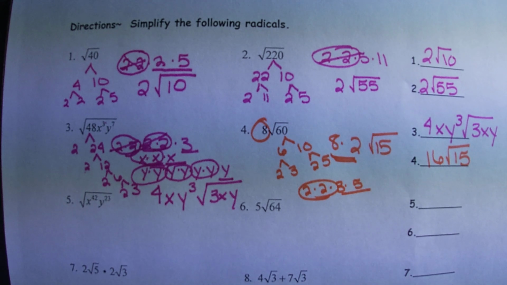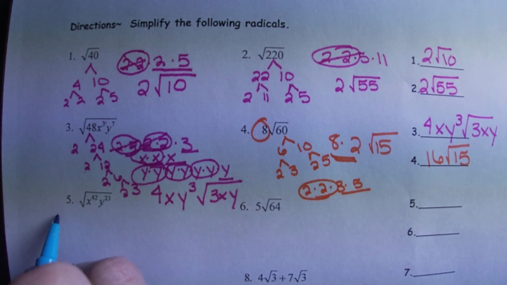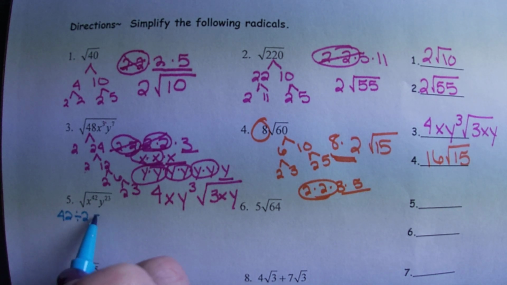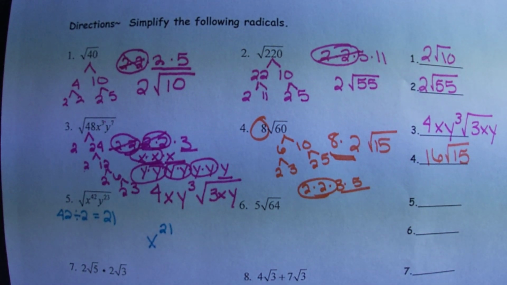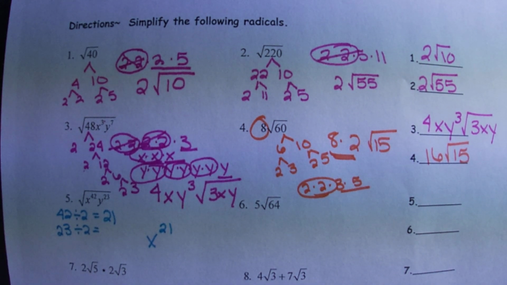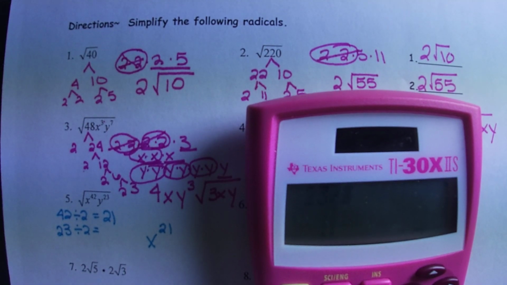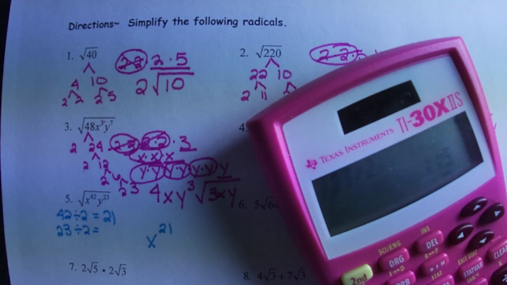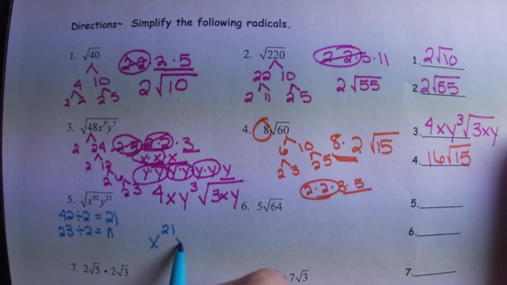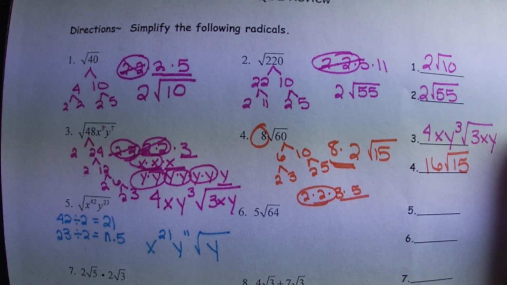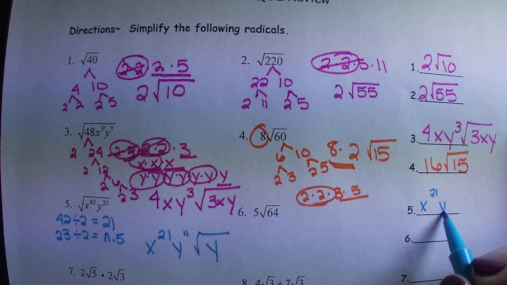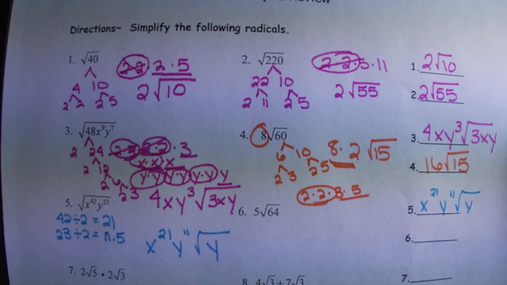Okay, now, number 5, we could write down x 42 times and circle the pairs, but remember, pairs means how many sets of 2, so we can just take that 42 and divide it by 2, which will give us 21. That means we want 21 x's out in front, so x to the 21st. Then we can take the 23 and divide it by 2. If you do that in your calculator, you're going to see 11.5, so that means 11 of them come out in front. And the 0.5 tells us that there's 1 left over that doesn't have a pair on the inside. So we'll get x to the 21st, y to the 11th, square root y.